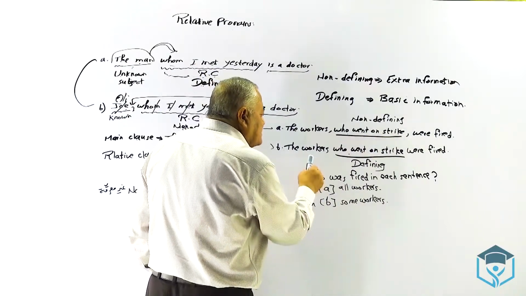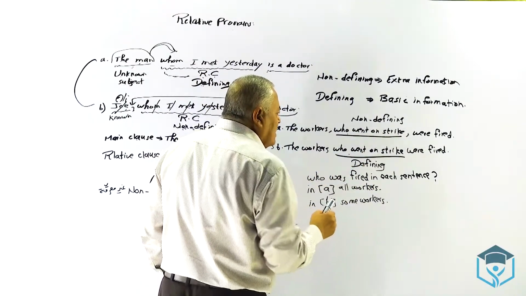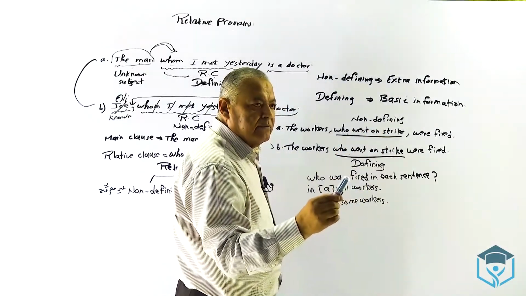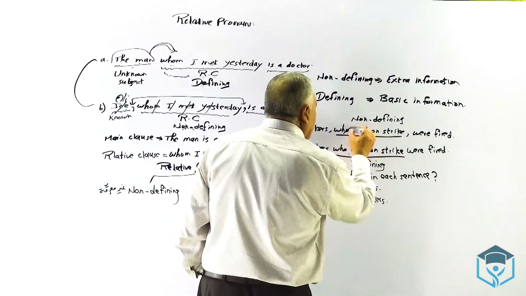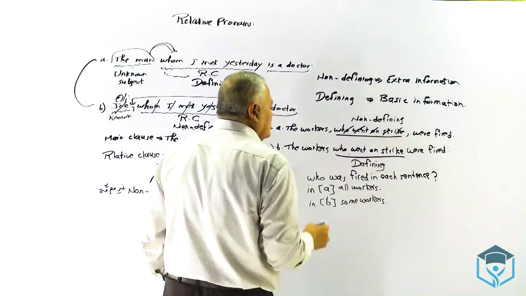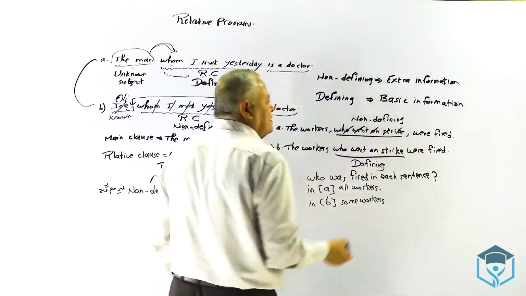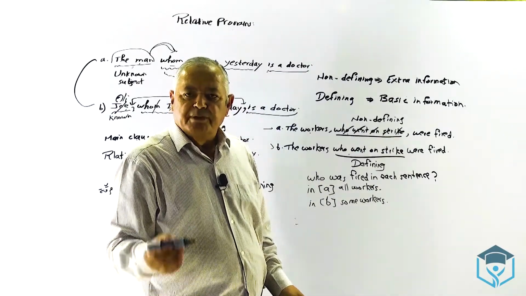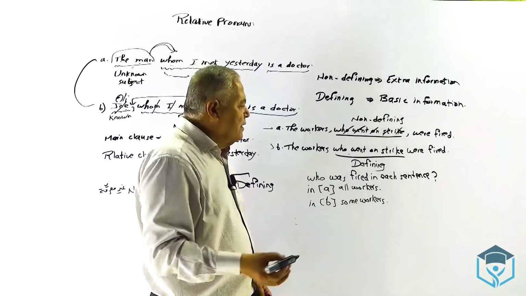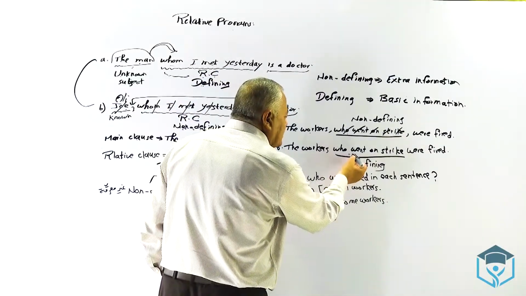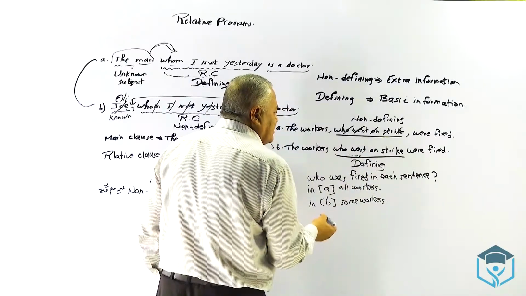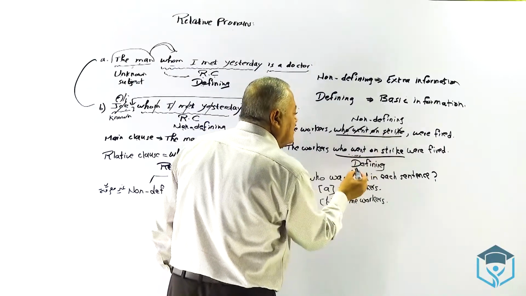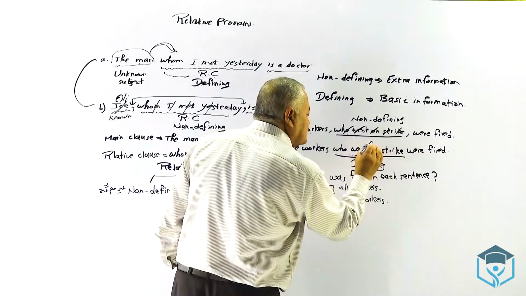In B, some workers. Do you know why? Because this one is non-defining. What is meant by non-defining? Non-defining means leave this clause out. You can say the workers were fired, and this means that all workers were fired. But you can't leave this clause out. We tell you who was fired in sentence B. The answer is just those who went on strike. The workers who went on strike, just. Even some workers.